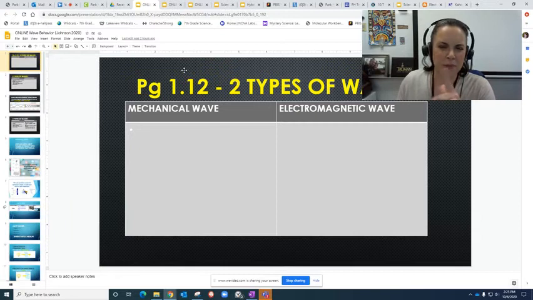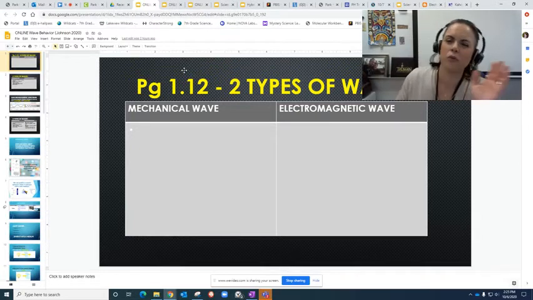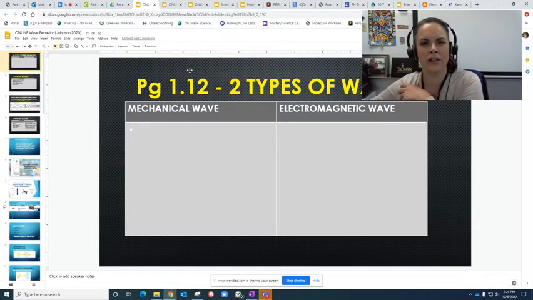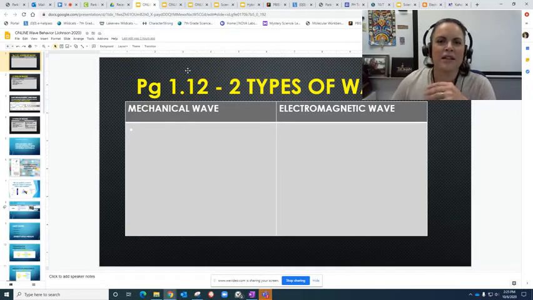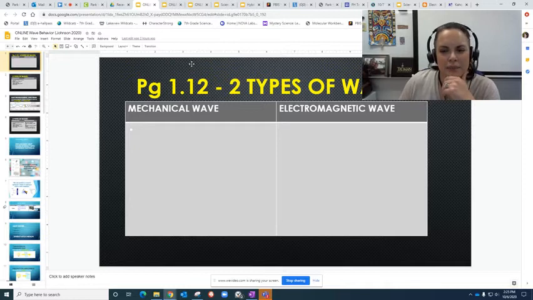And I did kind of flip those around in your notebook, so it's kind of weird. We're starting with 1.12, but then we'll come back and we'll hit 1.11 in just a little bit. So to get us started today, we're going to be comparing and contrasting two different types of waves.